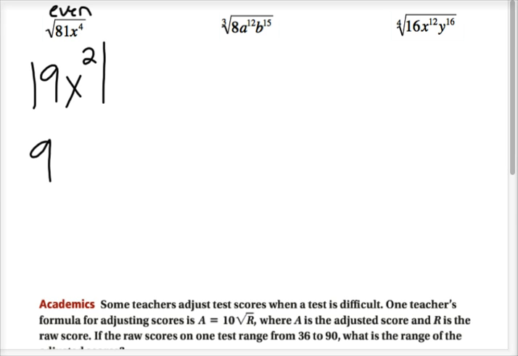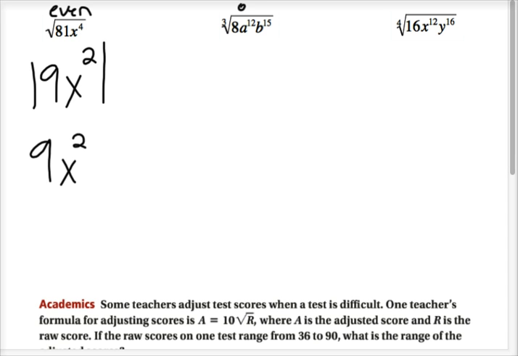X has an even exponent. We're talking about x squared. So that is automatically going to be positive. So in this case, again, the absolute value just completely goes away because we already know 9x squared, no matter what, is going to be a positive number.